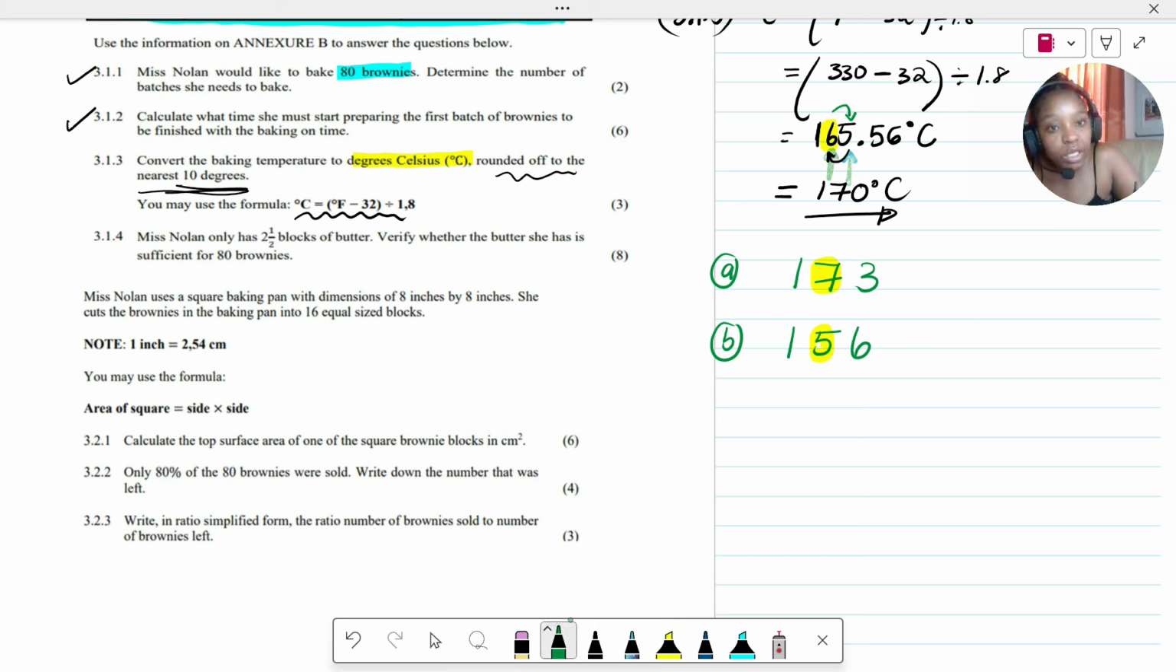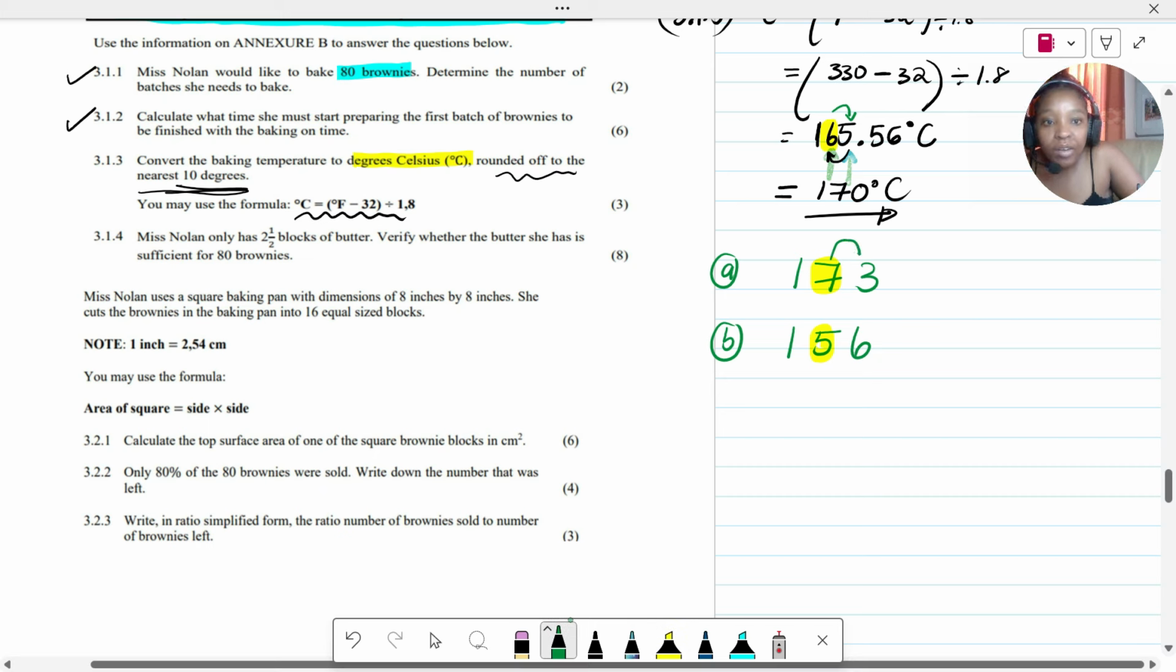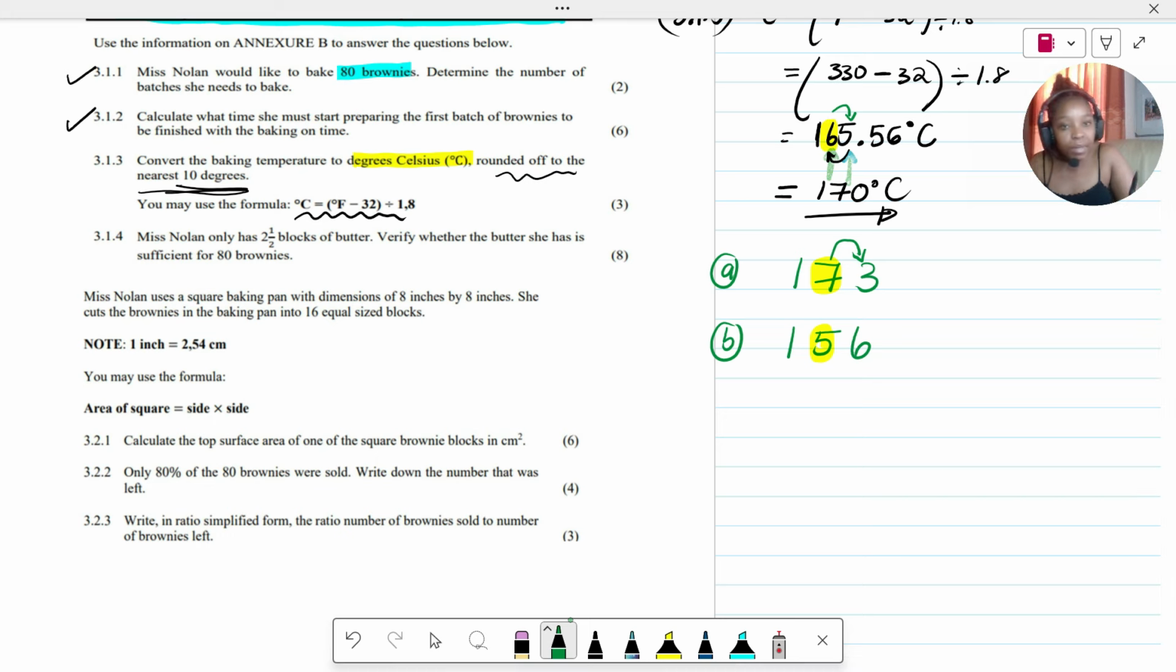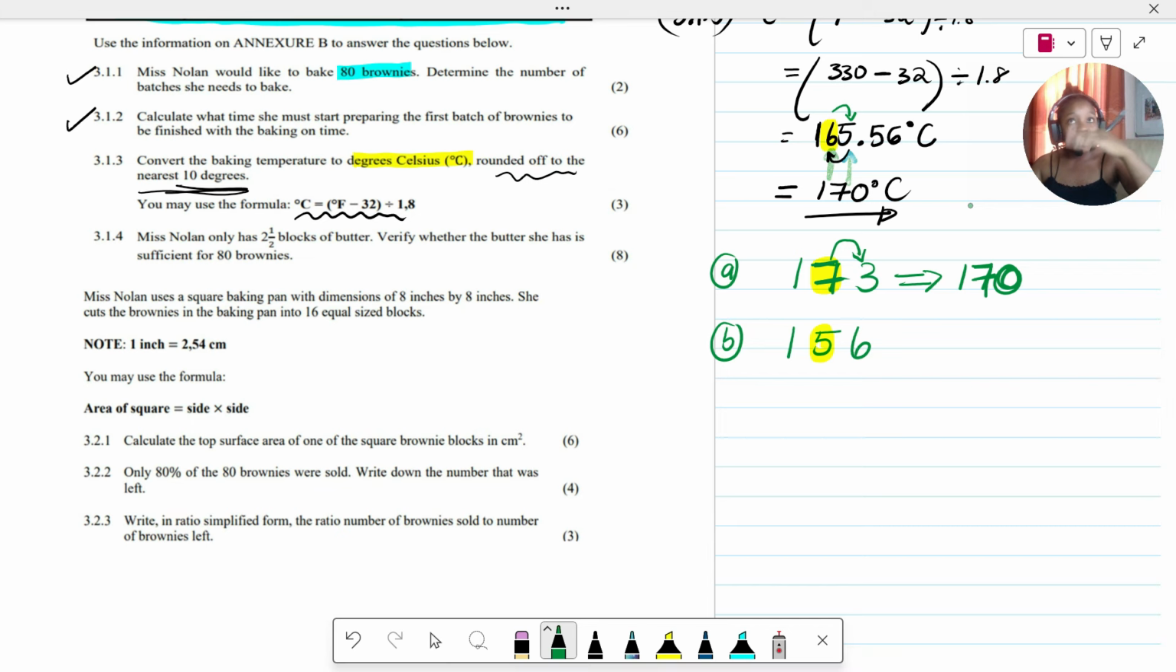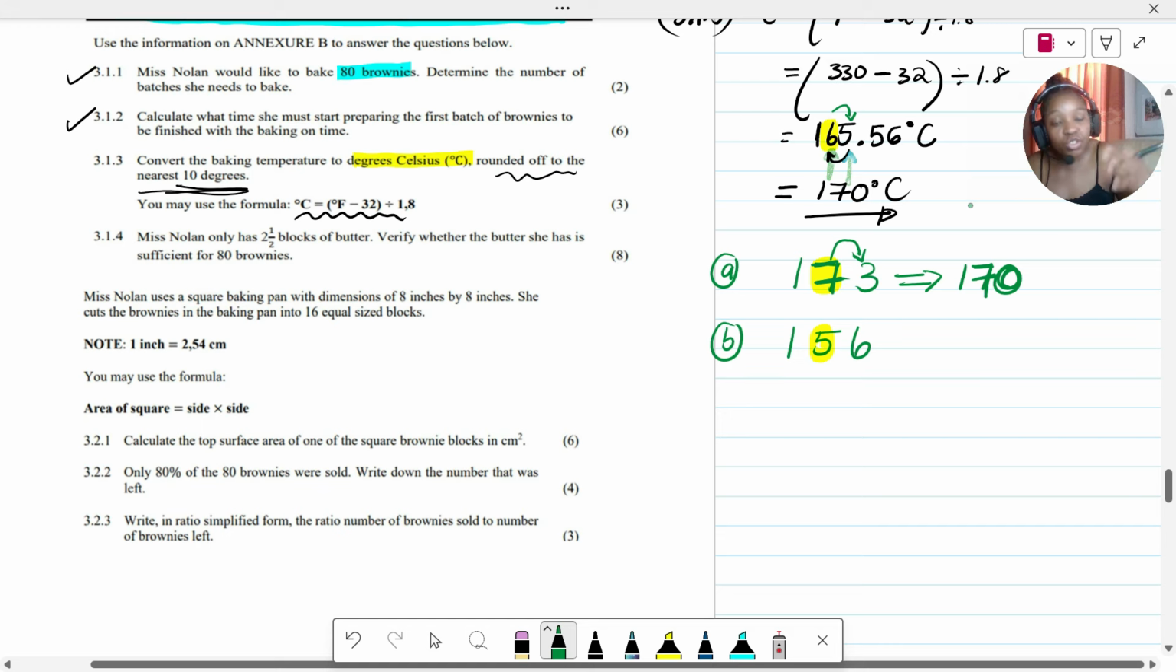For us to determine what we need to do to that 7, you need to look at the value that comes after the 7. If that value is a number below 5, it needs to just stay the same. It's just going to be 170. The 7 doesn't change, it stays as 1, 7, and the number that comes after the 7 is 0. So when you're rounding off to the nearest 10, nearest 100, nearest whatever, the value you change, if it has to change or not, but after that, it needs to be zeros.